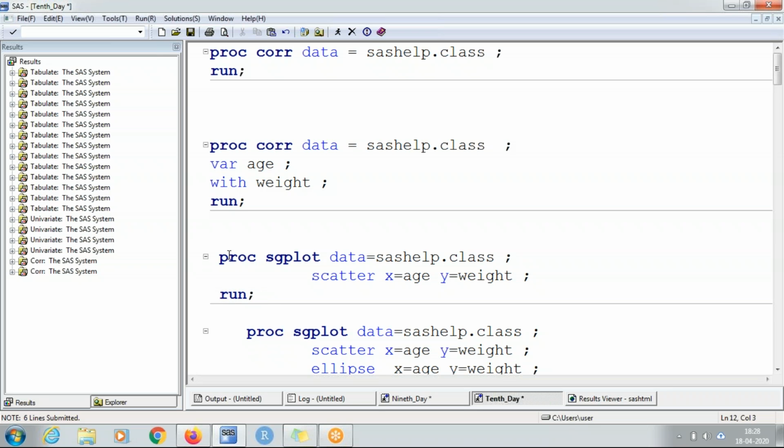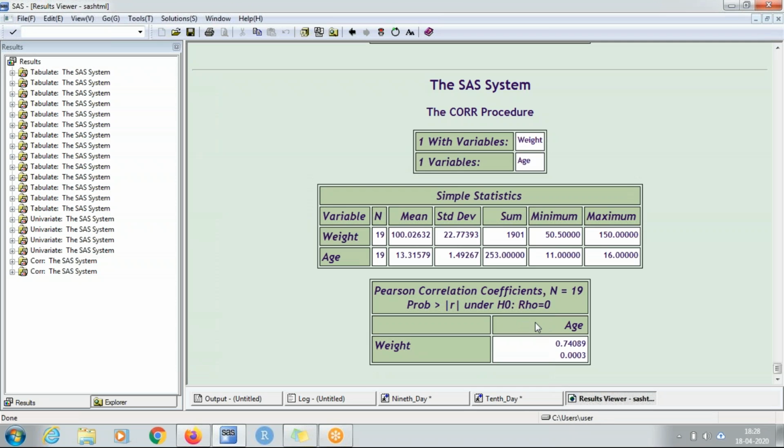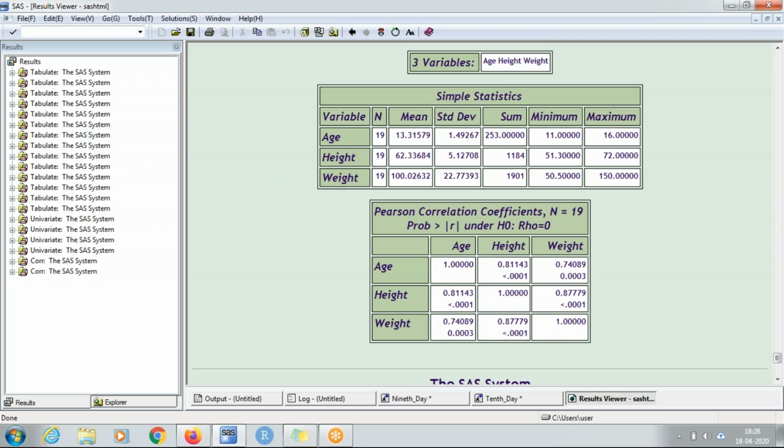Now the next procedure is proc SGPLOT, and this procedure is basically used for your graph. So proc SGPLOT scatter. Could you please repeat from the value part, the one above the p-value? I lost my connection. Oh, give me a second. So the t-axis, if I'm correct, then you are looking for this value.